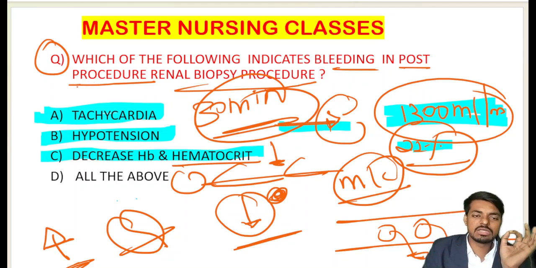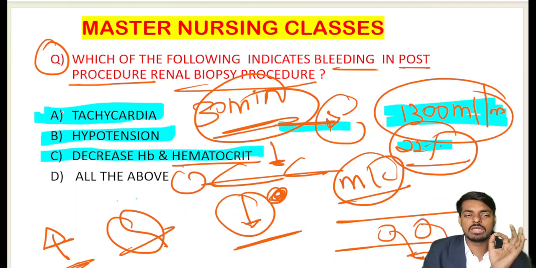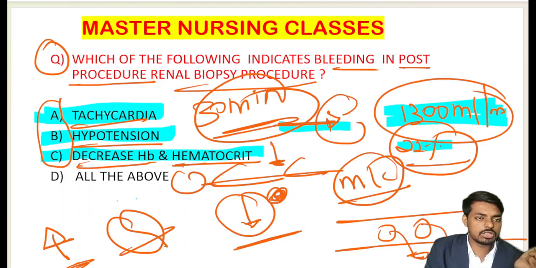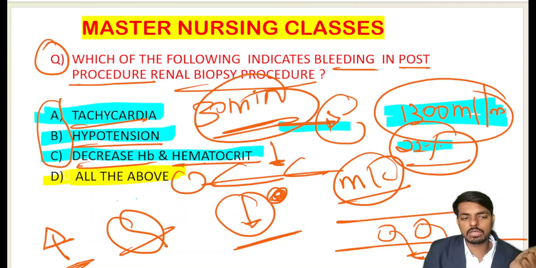So the signs, symptoms, and clinical pictures we get during internal bleeding from the renal system are tachycardia, hypotension, and decreased hemoglobin and hematocrit. So the answer to this question is all of the above. That is the correct answer. Hope the concept is very clear for this question.